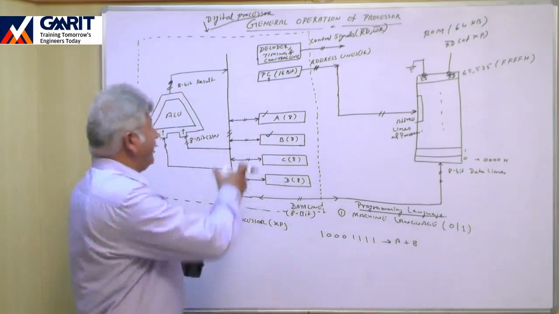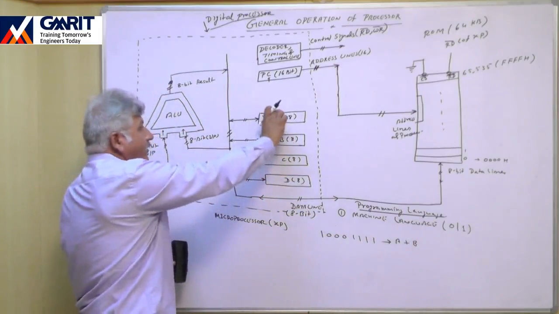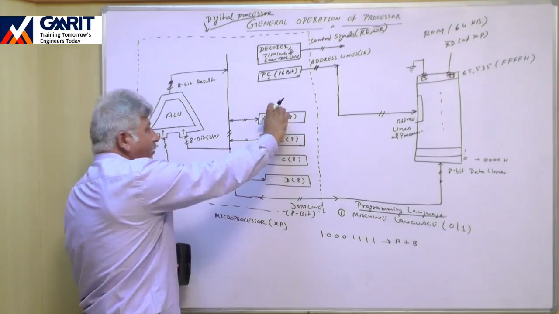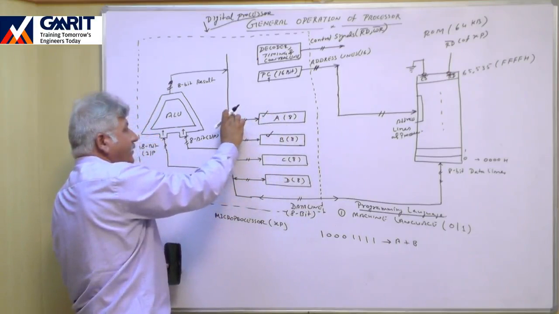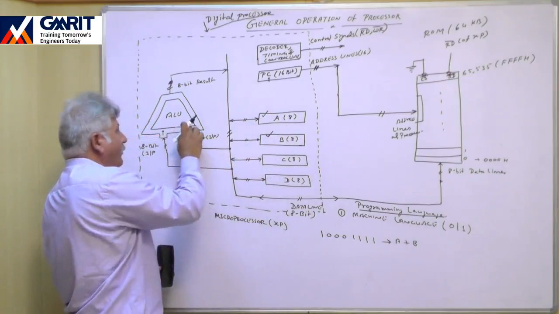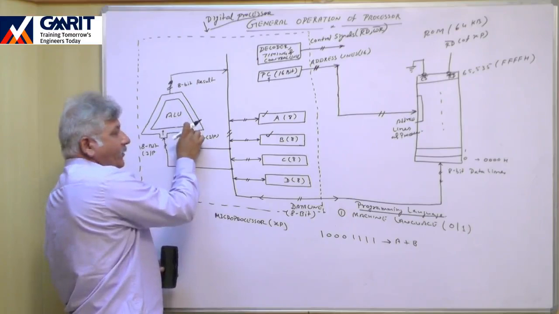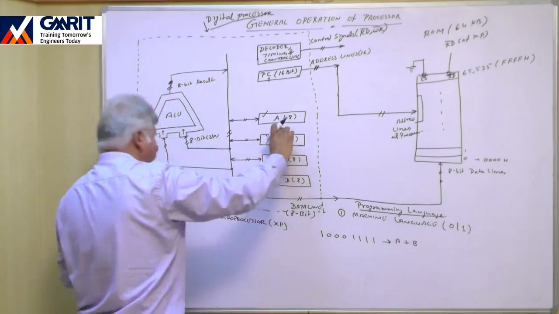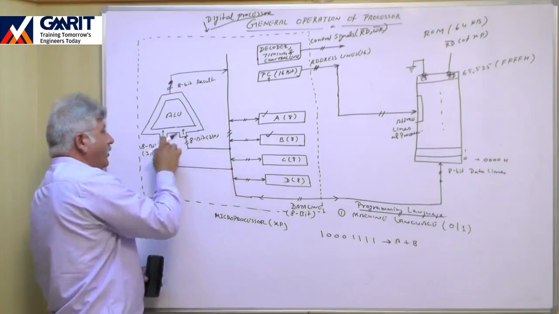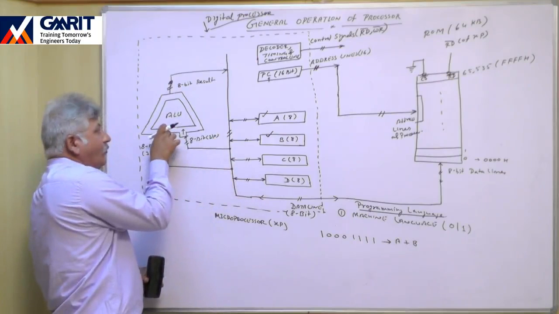Then automatically, internally, the content of A, which is an 8-bit number, will come out over this data line and be available over the first input of this ALU. The content of B will be available as the second input of this ALU.